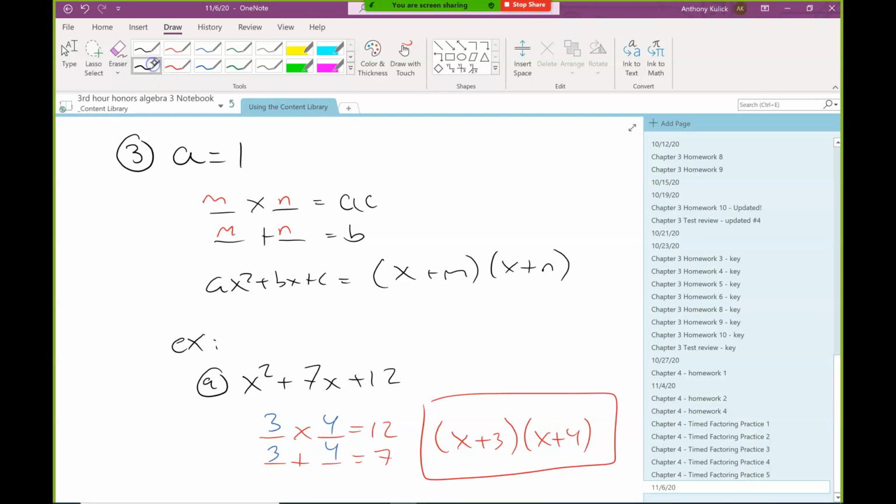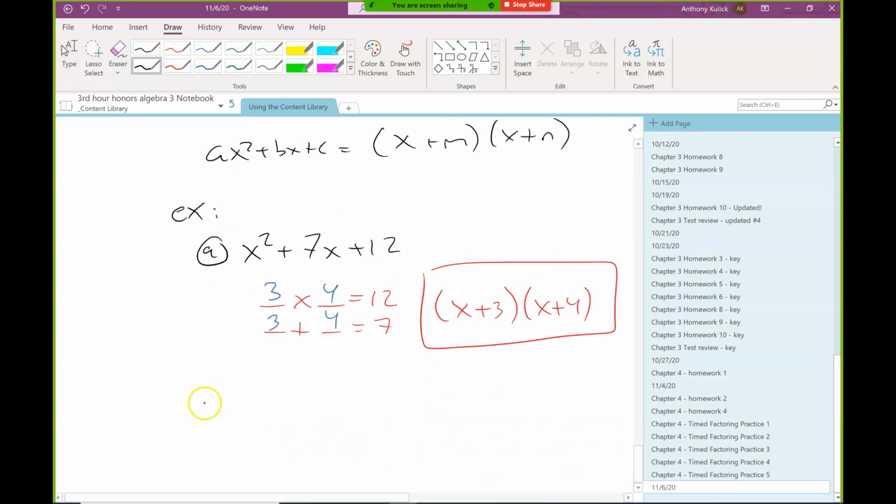Let's do another one like that. That's pretty righteous, right? That's a pretty good shortcut, as it works a lot. And it's the only shortcut we have that works for a trinomial, right? All the other shortcuts require binomials so far.